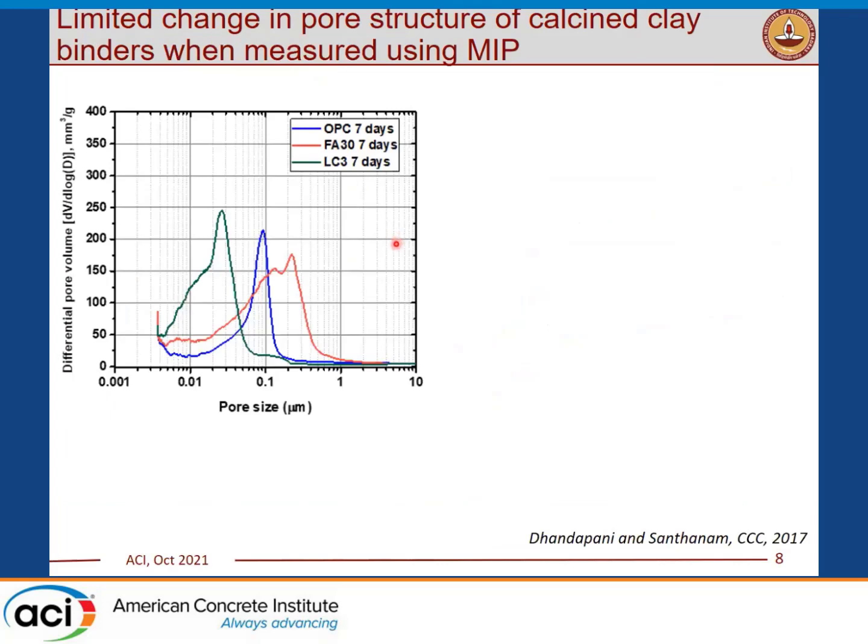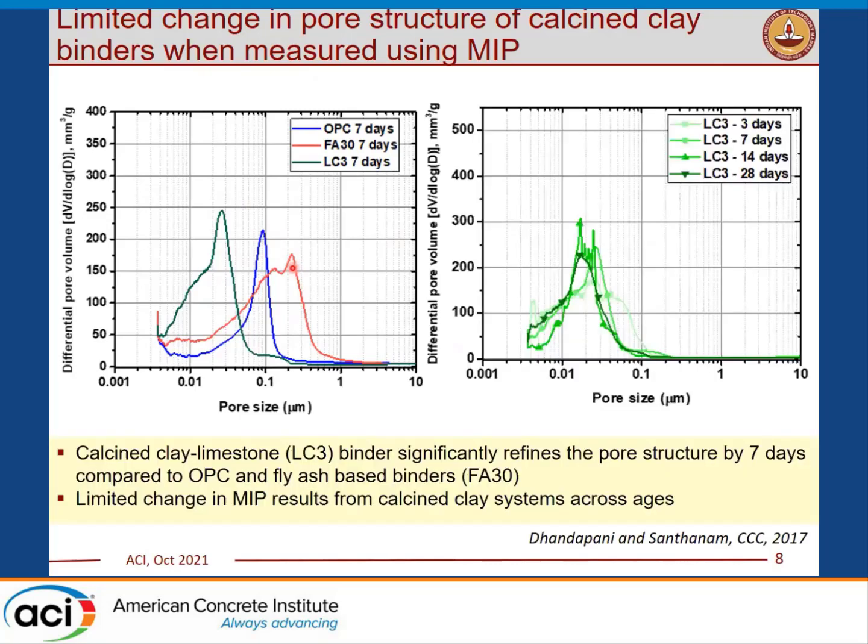So in the beginning, we tried to use MIP to characterize the pore structure, which is very widely used. As you can see, this is for a fly ash system and a calcined clay-based system. We have a highly refined pore structure with calcined clay as early as 7 days compared to Portland cement and fly ash-based binder. But where we don't see much difference is with age. The kind of evolution that happens with microstructure is not quite well captured with the MIP. So there is very limited change in the MIP curves for calcined clay systems across ages.